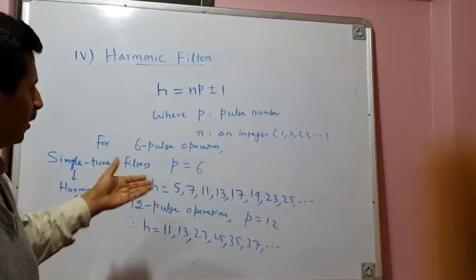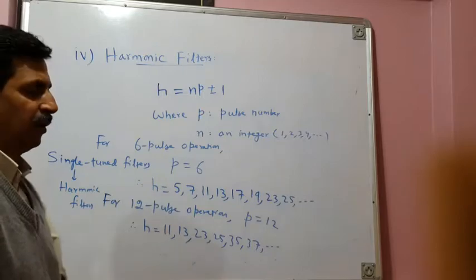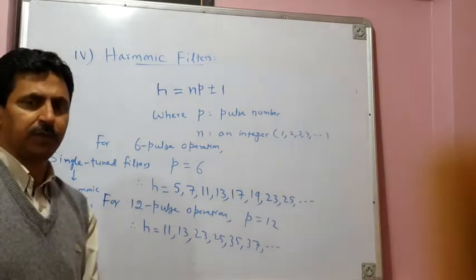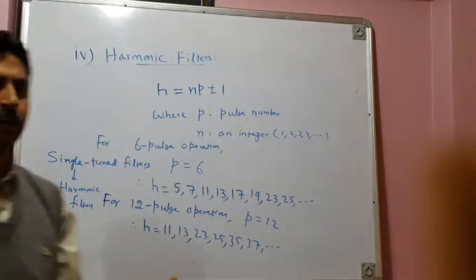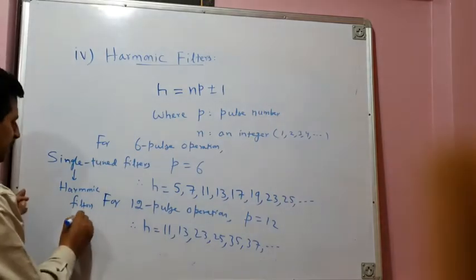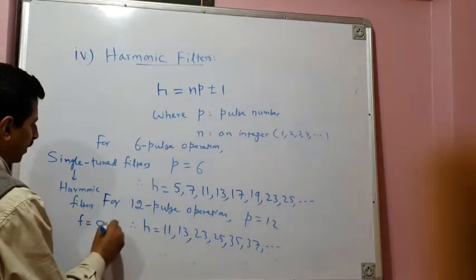So what is the other function? This is the primary function of harmonic filters. What is the secondary function of harmonic filters? At fundamental frequency, they provide some sort of reactive power compensation. What is your fundamental frequency? Well, fundamental frequency is 50 hertz.